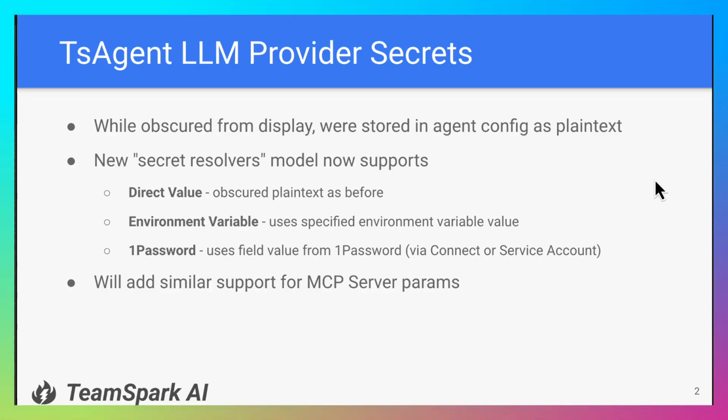So we implemented a new secret resolvers model to support multiple backends, and we support what we call direct value, which is that obscured plain text like we always had. Environment variable, where you can specify a given environment variable and we use that value for the secret or credential. And now we also have 1Password support, which uses the 1Password Cloud Secret Manager via either their Connect server or a service account, which I'll talk to you about in just a second. And then we'll eventually add the same support for MCP server parameters, which are typically also credentials and secrets that need to be protected in a similar way.